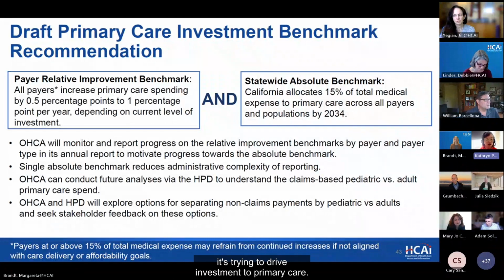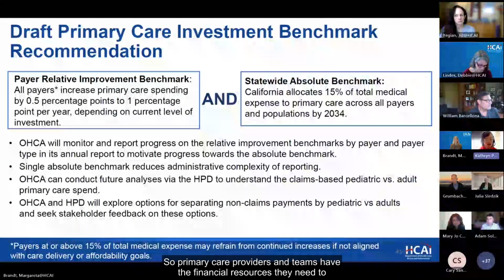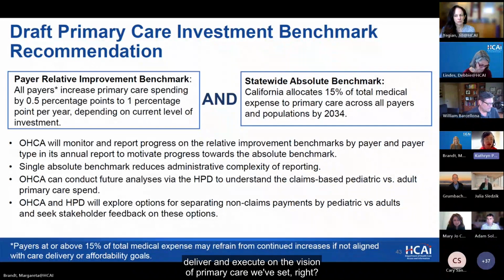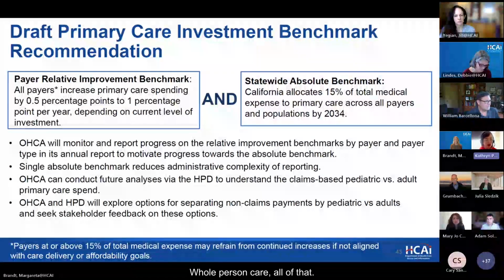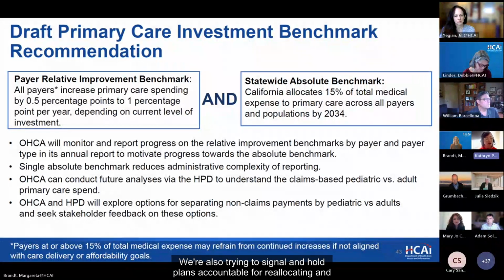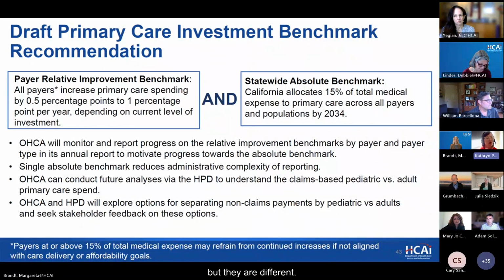One is trying to drive investment to primary care, so primary care providers and teams have the financial resources they need to deliver and execute on the vision of primary care we've set, right? Whole person care, all of that. We're also trying to signal and hold plans accountable for reallocating and redistributing resources away from other types of services and to primary care. And those are different. They're both equally important goals, but they are different.